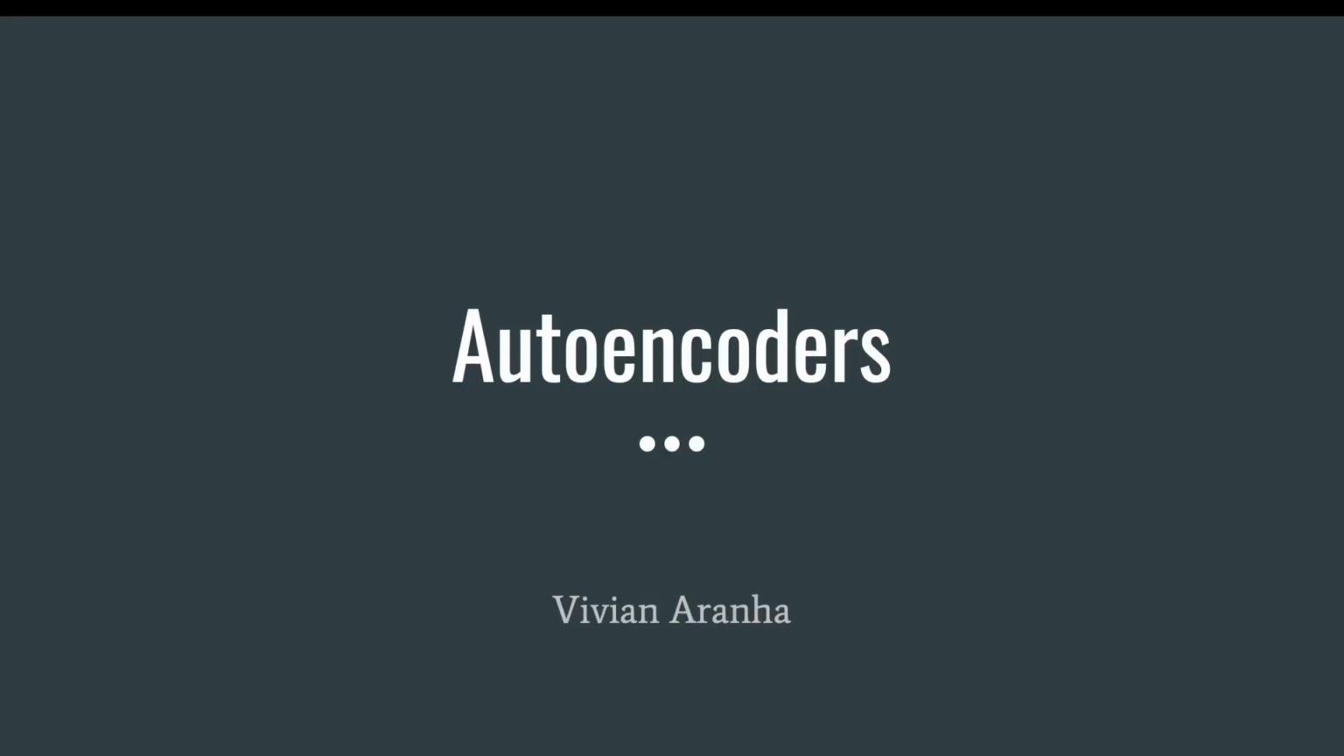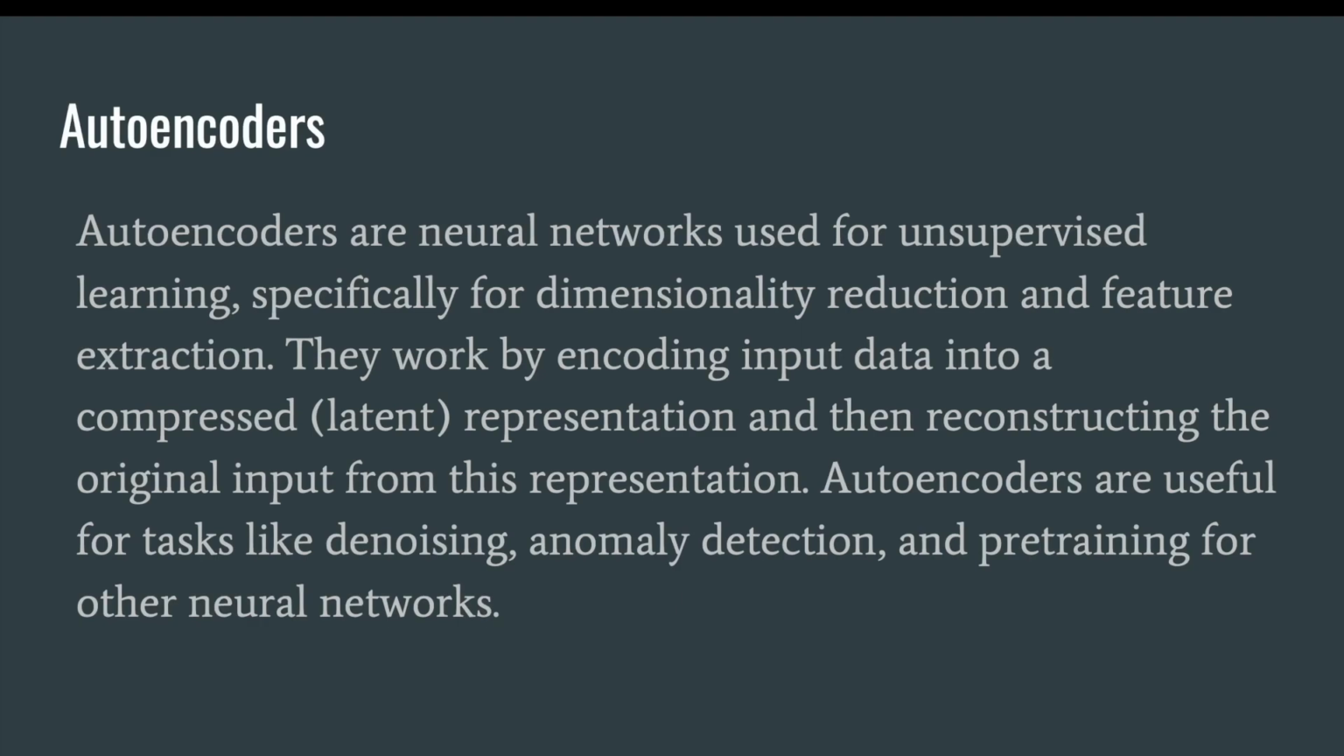Autoencoders. Autoencoders are neural networks used for unsupervised learning, specifically for dimensionality reduction and feature extraction. They work by encoding input data into a compressed latent representation and then reconstructing the original input from this representation. Autoencoders are useful for tasks like denoising, anomaly detection, and pre-training for other neural networks.